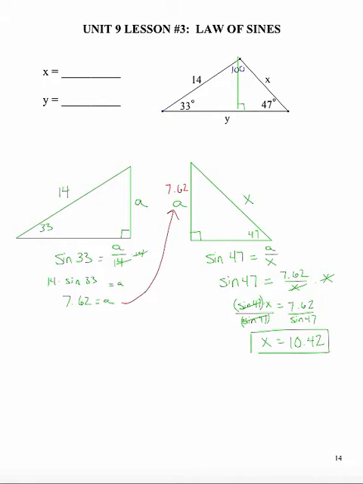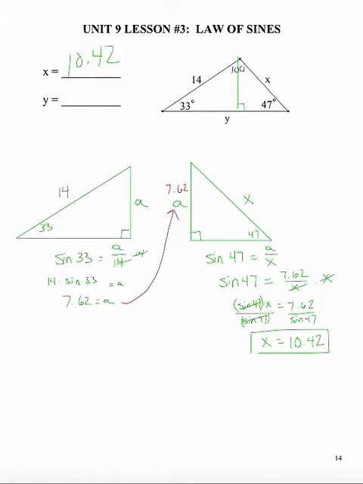So to solve for x, I had to do two sine equations and work in those two right triangles, and I came up with 10.42. Now to find y is going to be a little bit more work because y has been cut into two pieces by my altitude.